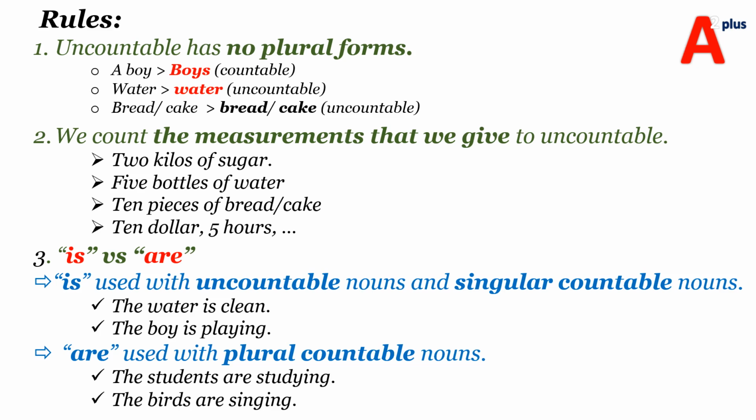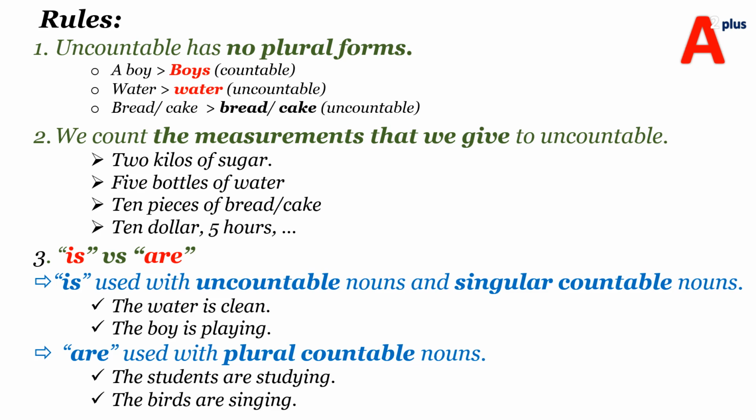The third rule is governing is and are. Is is used with uncountable nouns and singular countable nouns. For example, water is an uncountable noun, and a boy or the boy is what? Singular countable noun. Let me say, the water is clean, the boy is playing. Water is uncountable, boy is singular countable.